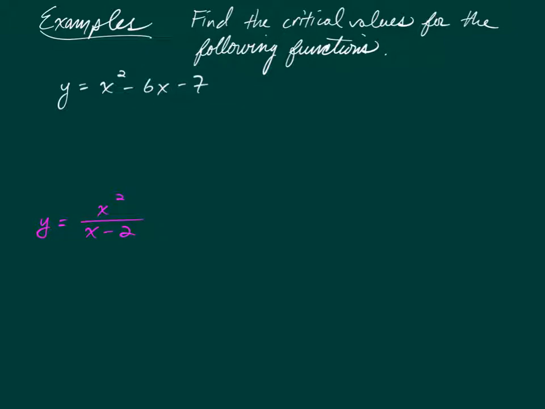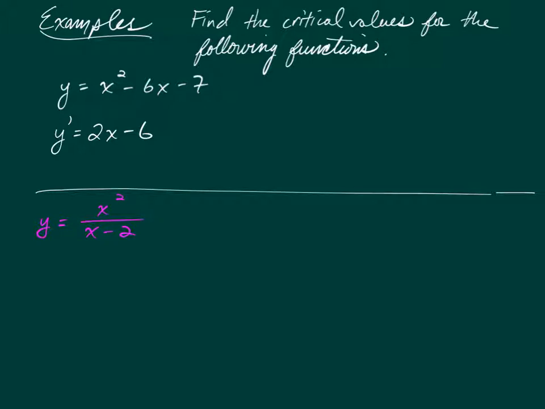Examples. Find the critical values for the following functions. Here the first function you see is y = x² minus 6x minus 7. Now in the previous slides, the critical values were defined as the values that make the derivative equal 0 or where the derivative is undefined. So what you need to do then, first step, find the derivative. y prime equals 2x minus 6. Okay, here's a derivative of the original function y.